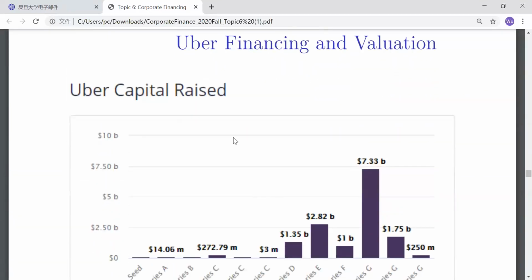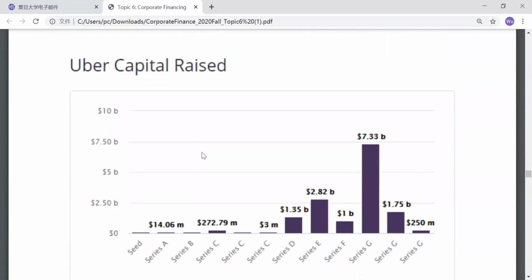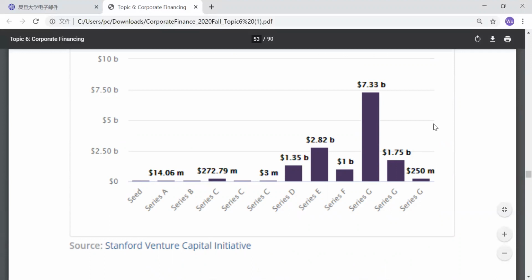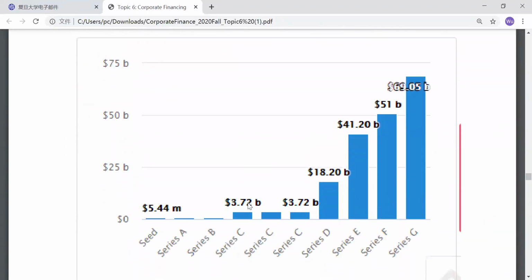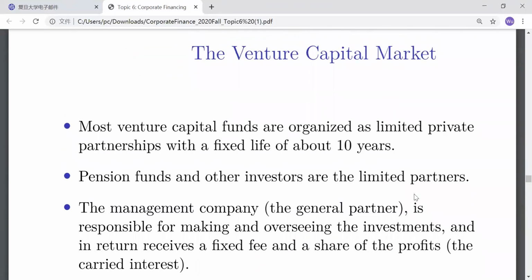And this graph shows the volume, the scale of financing for Uber. Right? So you can see they go from the initial seed round to Series A, B, C, D, E, and G. The funding size keeps on increasing. And the valuation, of course, after every round, the valuation of Uber also increases dramatically over time. So this is the VC.